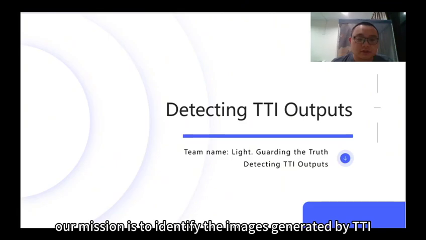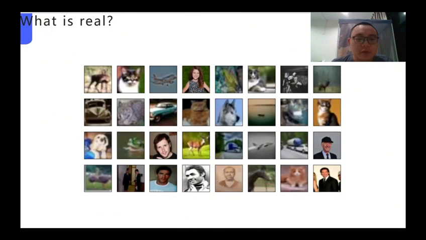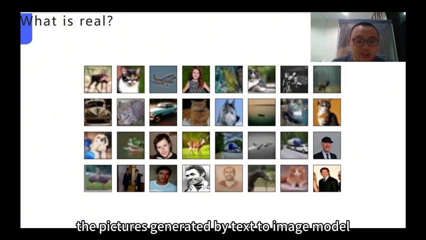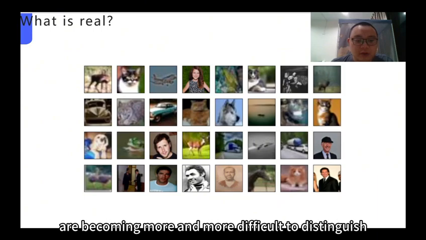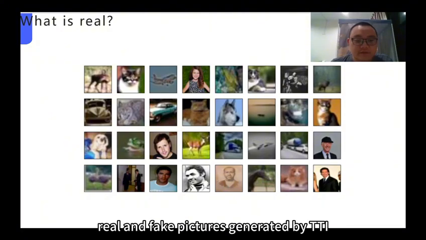Our mission is to identify the images generated by TTI, guard the truth, and identify the falsehood. With the rapid development of artificial intelligence technology, the pictures generated by text-to-image models are becoming more and more difficult to distinguish. This is a collection of real and fake pictures generated by TTI.